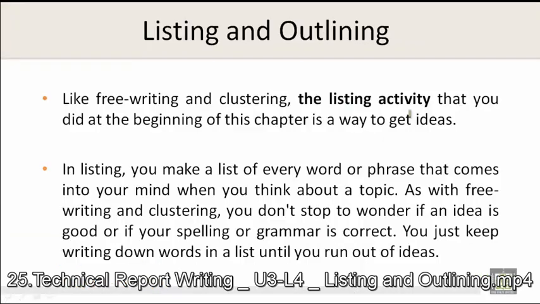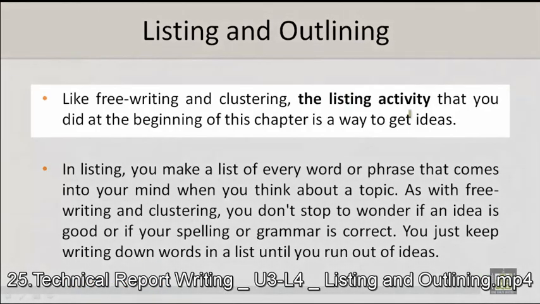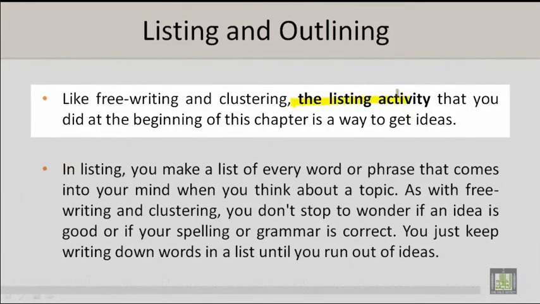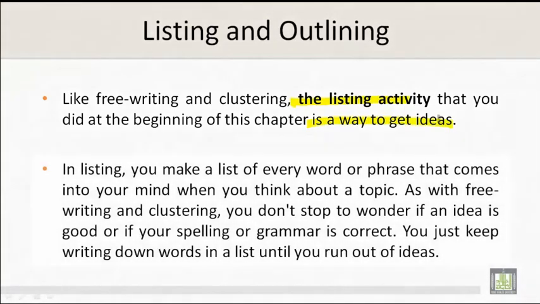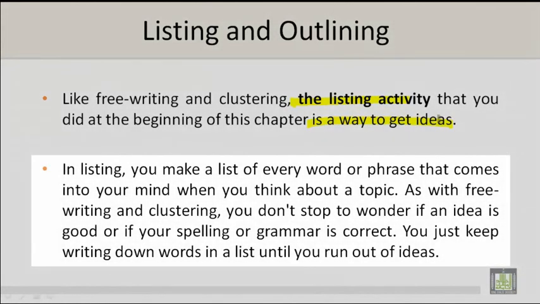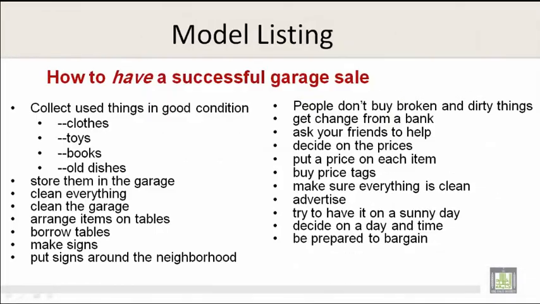Listing and outlining. Like free writing and clustering, the listing activity that you did at the beginning of this chapter on your own piece of paper is a way to get ideas. In listing, you make a list of every word or phrase that comes into your mind when you think about a topic. As with free writing and clustering, you don't stop to wonder if an idea is good or if your spelling or grammar is correct. You just keep writing down words in a list until you run out of ideas.